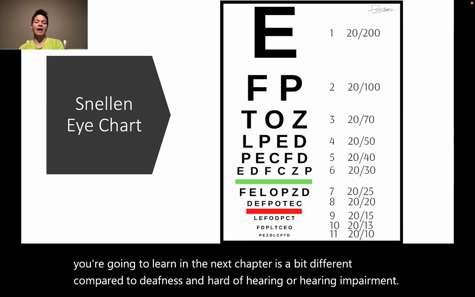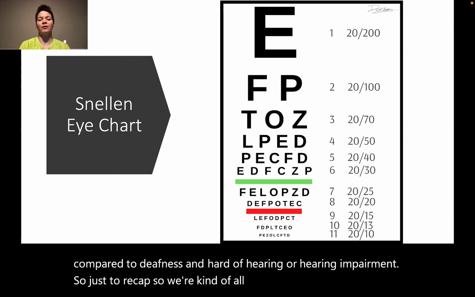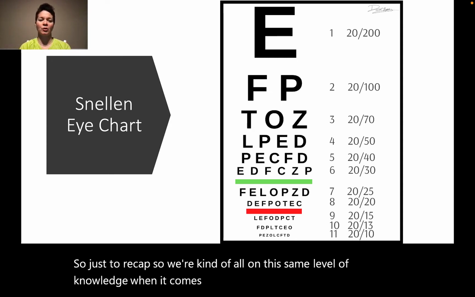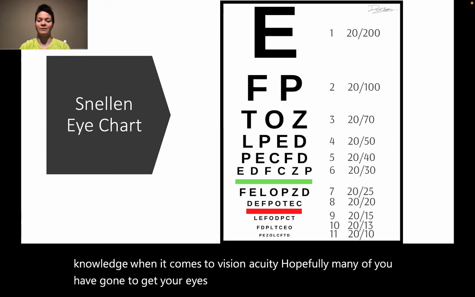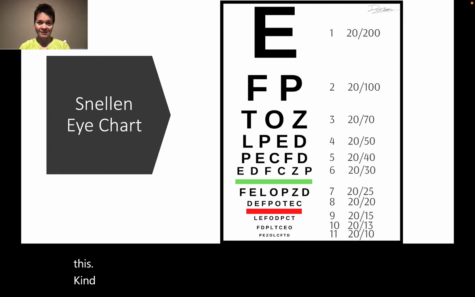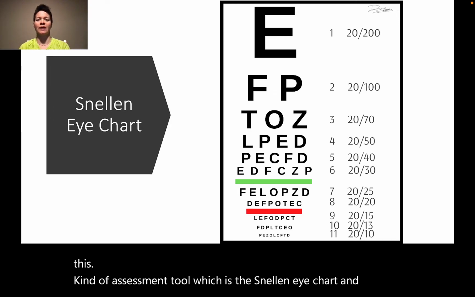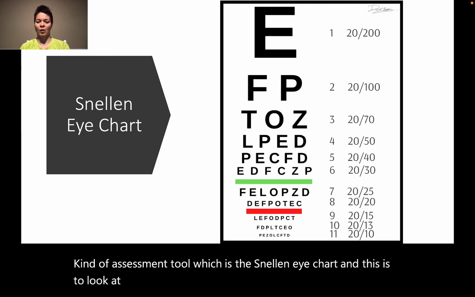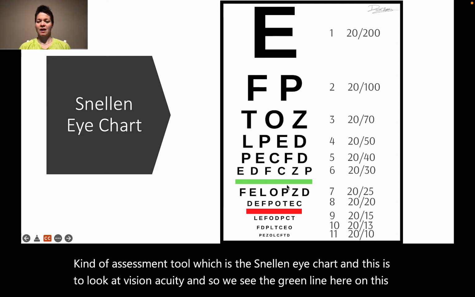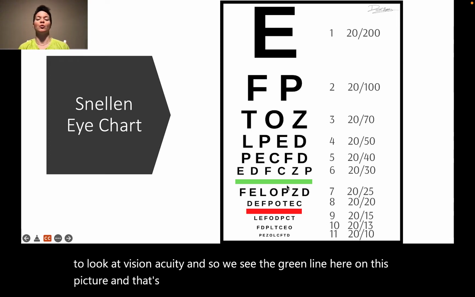So just to recap, so we're kind of all on the same level of knowledge when it comes to vision acuity. Hopefully many of you have gone to get your eyes checked and you probably have used this kind of assessment tool, which is the Snellen Eye Chart. And this is to look at vision acuity. And so we see the green line here on this picture, and that's really where you want to be, at that level or below.